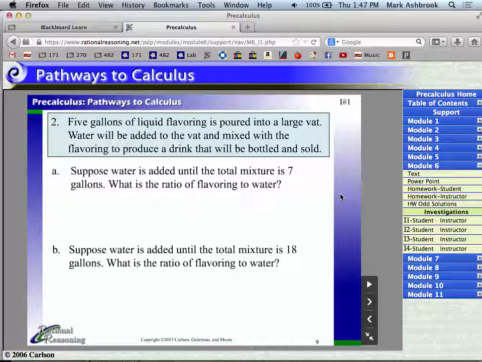Lots of great answers here. So when it says ratio, actually set up a fraction so that you're getting a single value in the end, right? So by ratio, make a quotient, make a fraction.